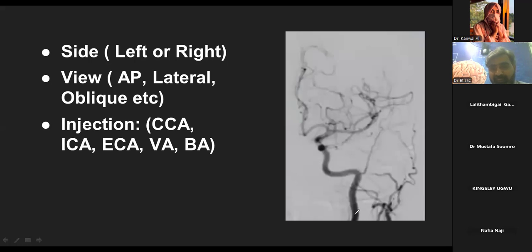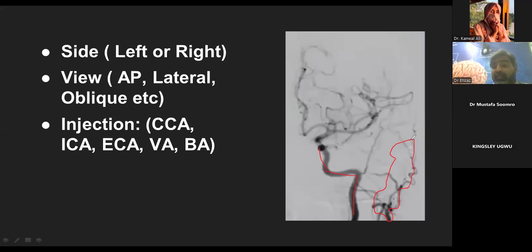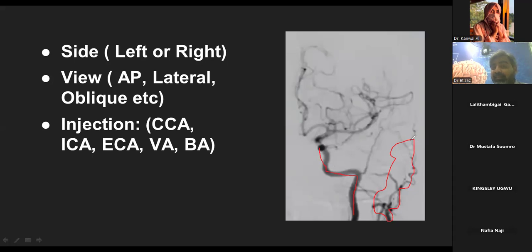This, you are right, this is the internal carotid artery. These are all segments. But what about this vascularity? What about this one? Why is it visible if only the internal carotid artery injection has been given? Because I told you that DSA has the quality that when you inject any vessel, only that will be visualized to you.